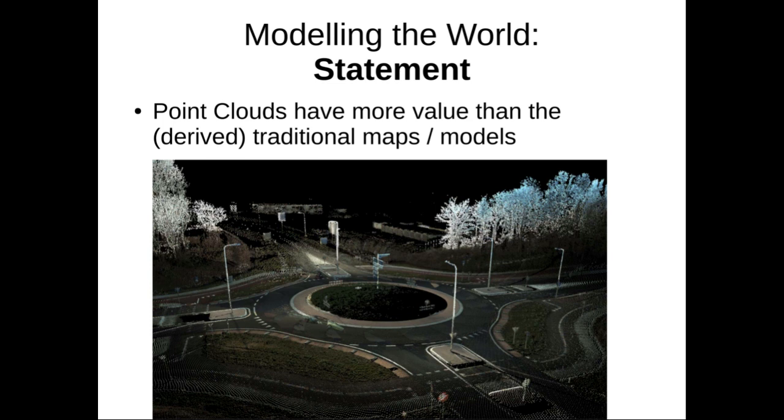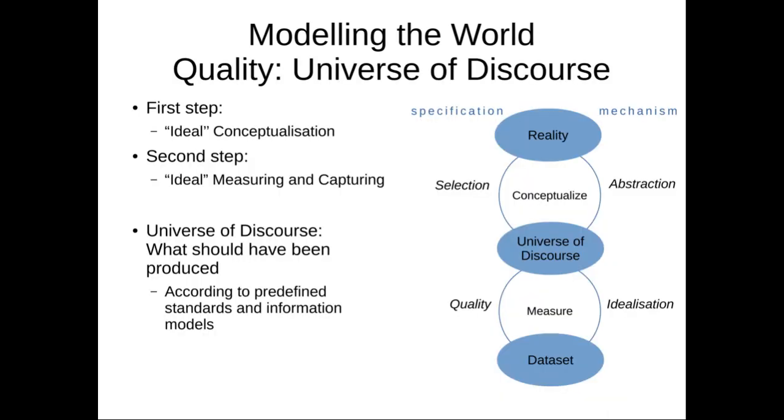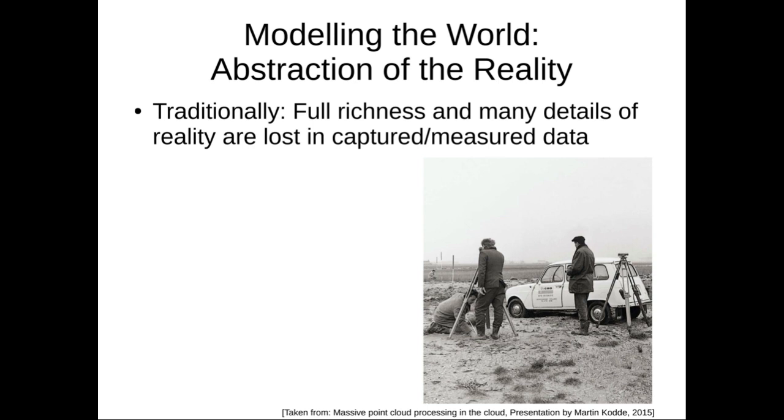So you could state that point clouds in their raw form have more value than the derived traditional maps and models that we derive from them. We describe what should be produced, which objects should be picked and represented from the real world in our model. Traditionally, this process of measuring was slow, manual, and took a lot of work. But more importantly, many details of reality were left out, and data was collected mainly for a single purpose.